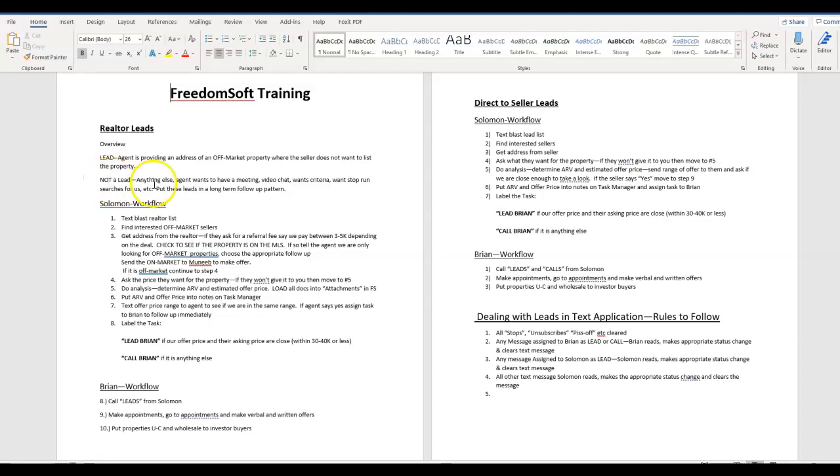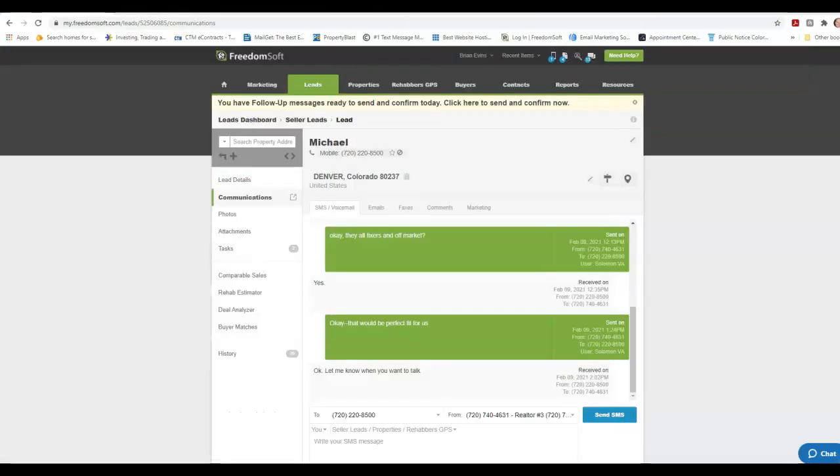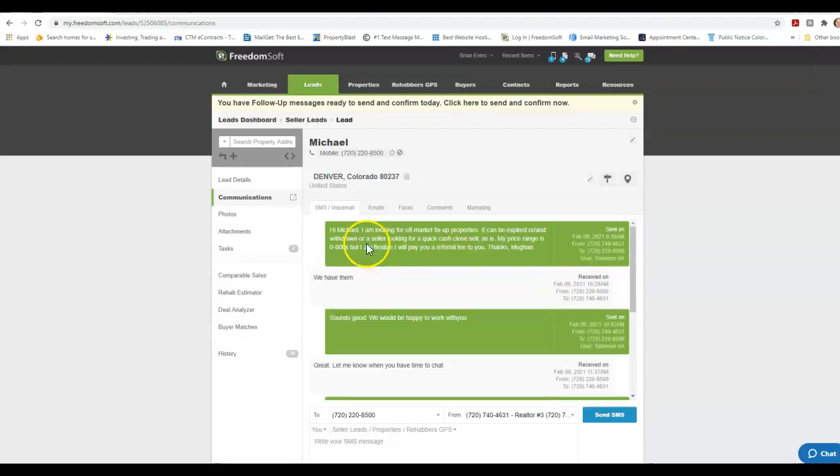Anything else you get, like if the agent wants to chat or video chat, wants criteria from us, wants to start running searches for us, those are not leads. These are agents wanting to work from us. Okay, so now that we've gone over that, let's take a look at this lead.